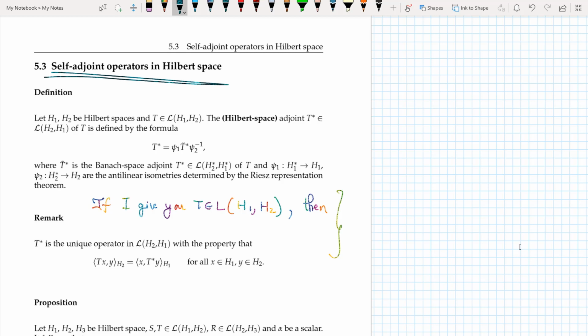If I give you a T which takes you from your Hilbert space H1 to H2, where L(H1, H2) is the space of all bounded operators between H1 and H2, then T star is the unique operator in L(H2, H1) with the property that the inner product of Tx, y in space H2 is equal to the inner product of x, T star y in space H1.